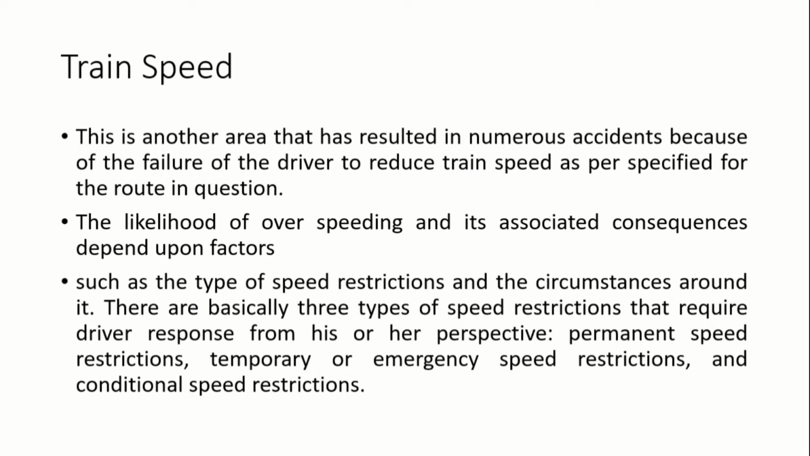Basically there are three types of speed restriction. They have a permanent speed restriction, a temporary or emergency speed restriction, and lastly the conditional speed restriction, where the train driver needs to follow this kind of speed restriction based on where the route is.